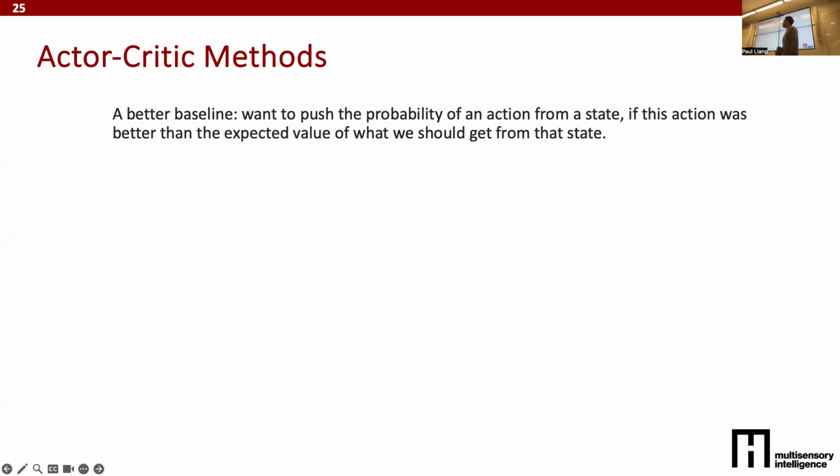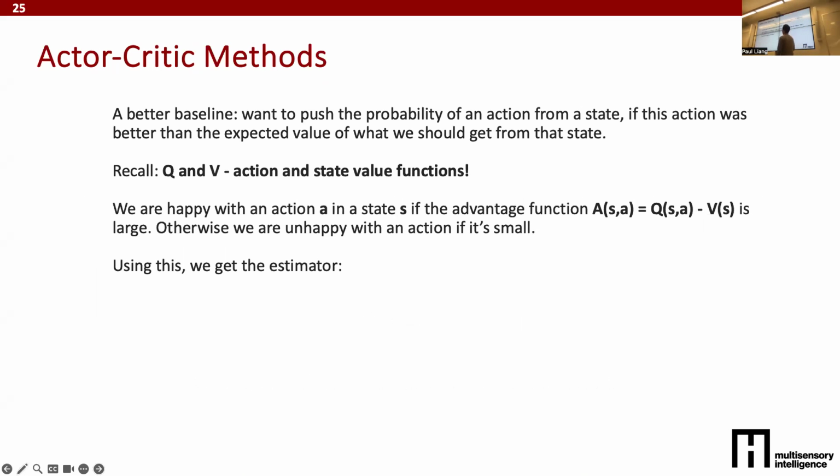Now, of course, people have also explored much better baselines, and therefore the actor-critic method was developed. A better baseline basically combines your policy-based methods with your model-based methods. Recall that we defined Q and V, right? So V was V of S, how good a state is as measured by the long-term rewards from that state. And Q was Q of S, A, how good the state and action pair is by looking at the long-term rewards from that state and action. In fact, the difference between Q of S, A and V of S, we usually call A of S, A, where A stands for the advantage function.